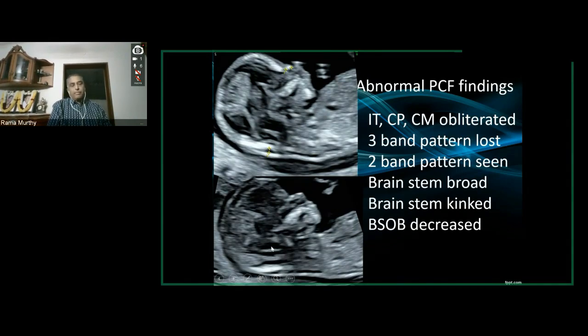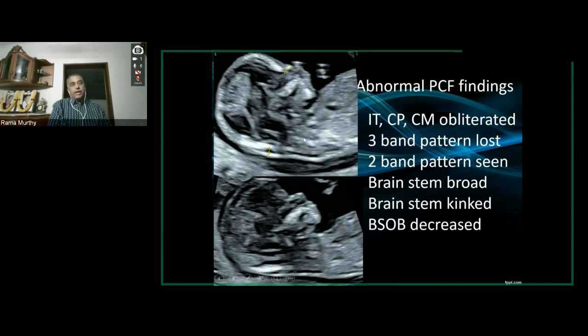Here you have normal, the brainstem is narrow. What's happened here to the brainstem? Brainstem is broad, right? Here you have the intracranial translucency, which is seen beautifully. Here the choroid plexus, cisterna magna, intracranial translucency complex is obliterated. So you find that the brainstem is broad, the brainstem is kinked. Can you see the kink which is happening? Yes, it's broad, and the BSOB distance, which must be greater than the brainstem, now is much closer.